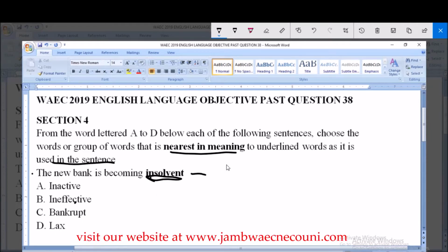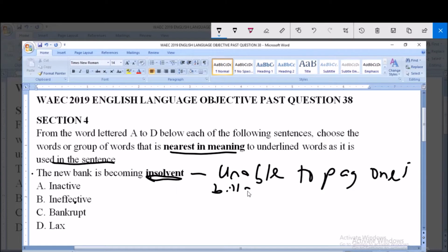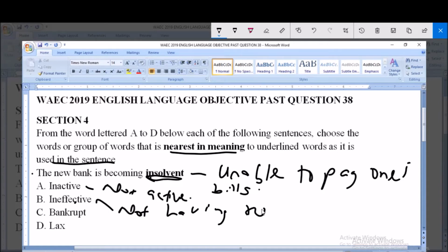So the word insolvent means unable to pay one's bills. Inactive, which is option A, means not active or vibrant. Ineffective means not having the desired effect.